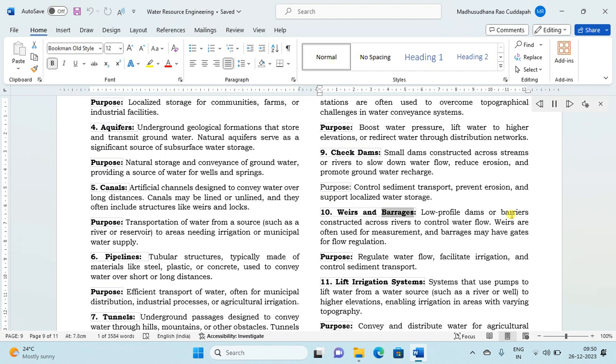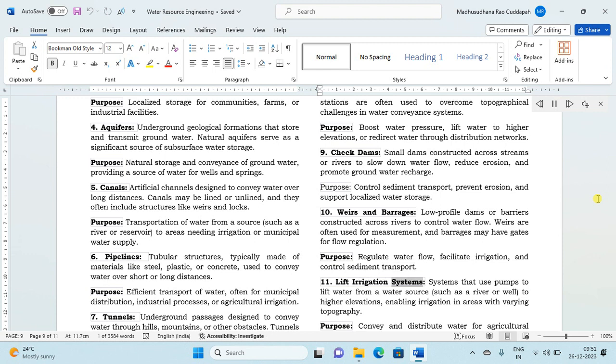10. Weirs and barrages, low-profile dams or barriers constructed across rivers to control water flow. Weirs are often used for measurement, and barrages may have gates for flow regulation. Purpose: regulate water flow, facilitate irrigation, and control sediment transport.